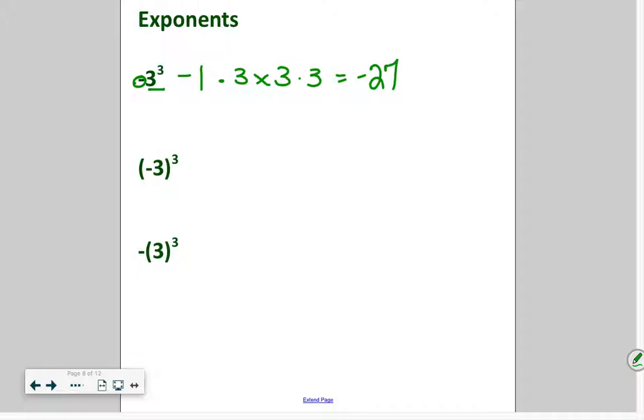In this one, how are we supposed to think about it? -3 times -3 times. So this one, because the -3 is in parentheses, that parentheses is being repeated 3 times. So write that underneath your second question. -3 times -3 times -3.